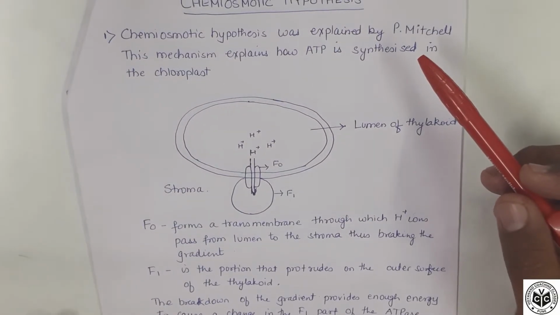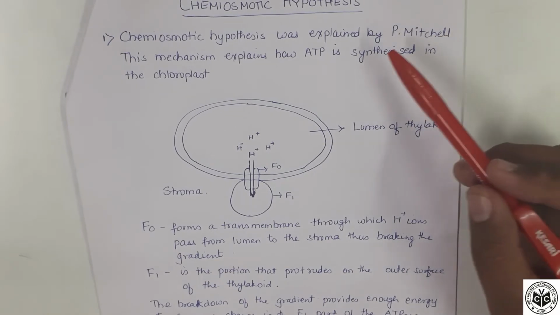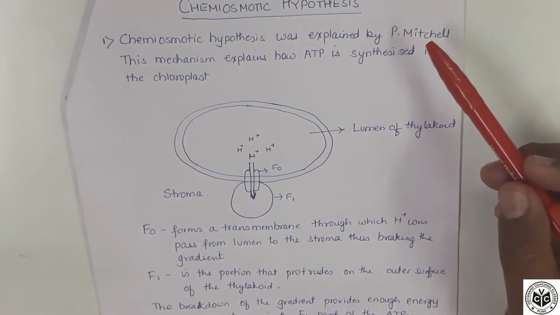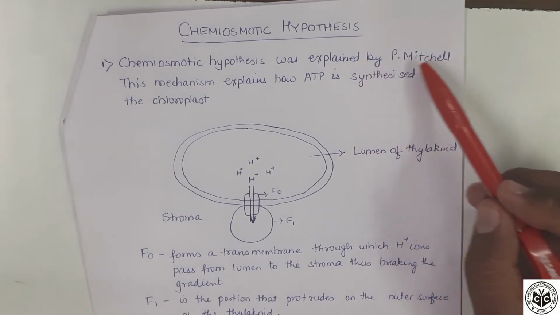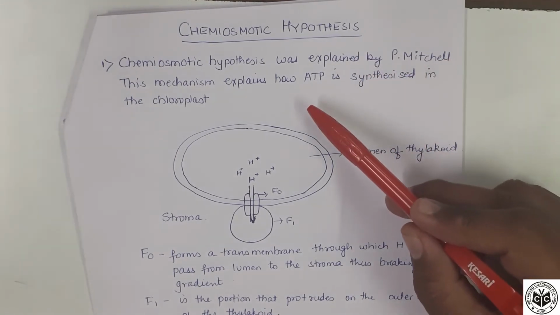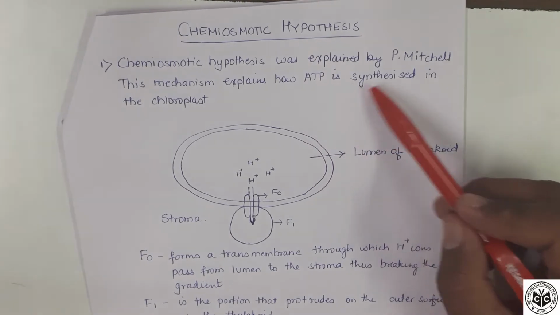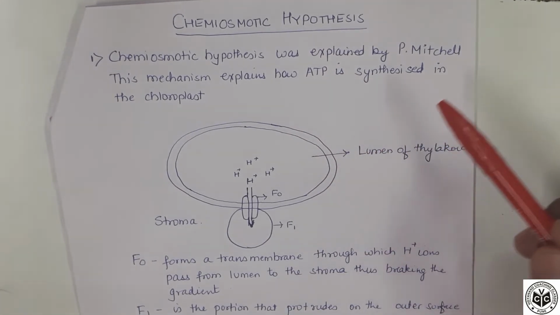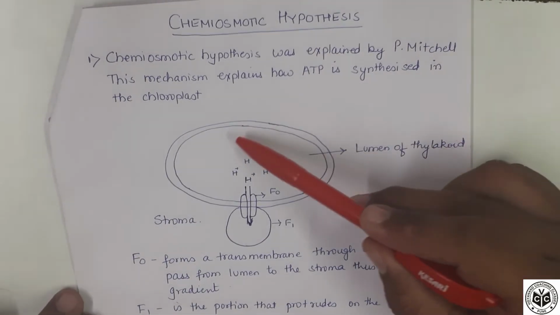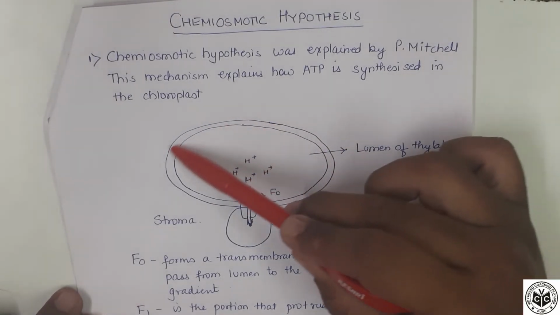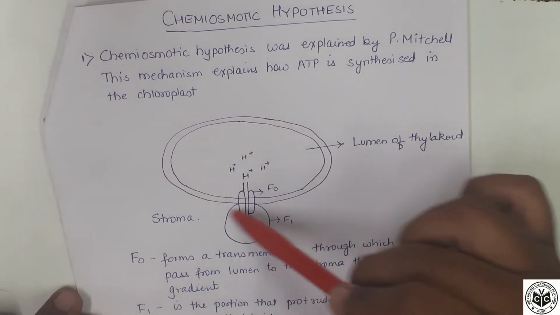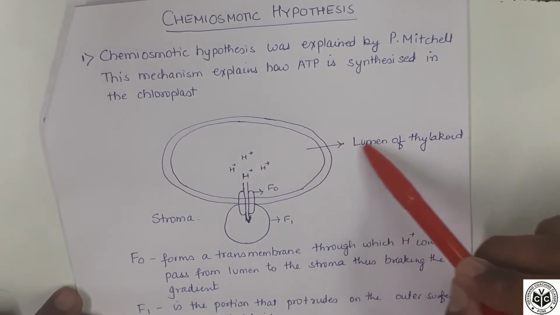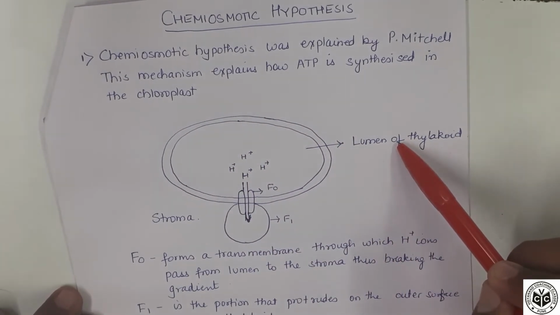Now another important topic under photosynthesis is the chemiosmotic hypothesis. This chemiosmotic hypothesis was explained by P. Mitchell. This mechanism explains how ATP is synthesized in the chloroplast. Now the diagram which you see over here is the figure of the lumen of the thylakoid. This is the thylakoid and this portion is the lumen of the thylakoid.